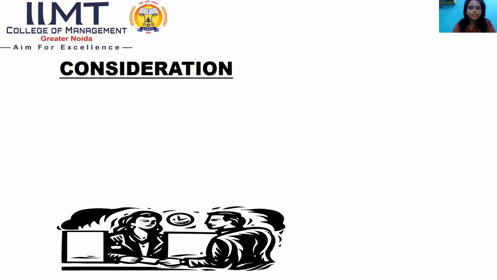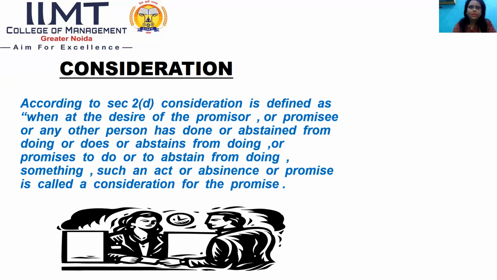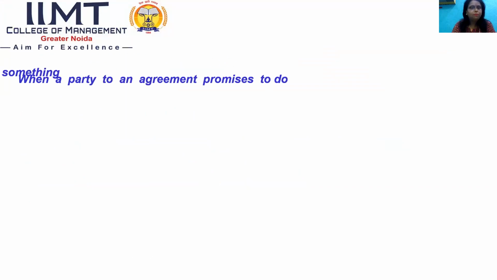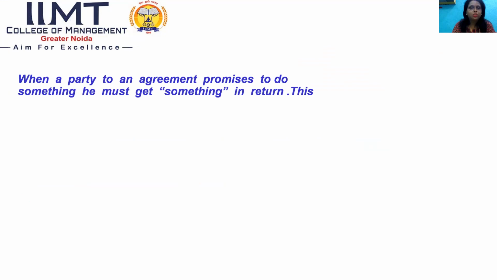Now come to the point of consideration. What is the meaning of consideration? According to Section 2, subsection D, consideration is defined as: when at the desire of the promisor, the promisee or any other person has done or abstained from doing, does or abstains from doing, or promises to do or to abstain from doing something, such an act or promise is called consideration for the promise. As we also say, when a party to an agreement promises to do something, he must get something in return. This something is defined as consideration.